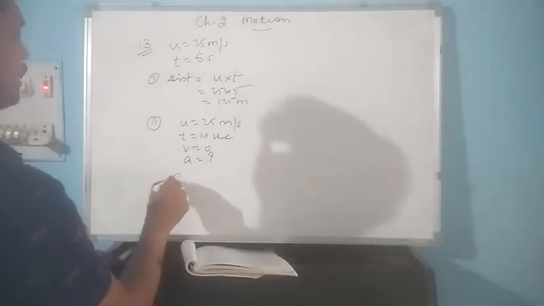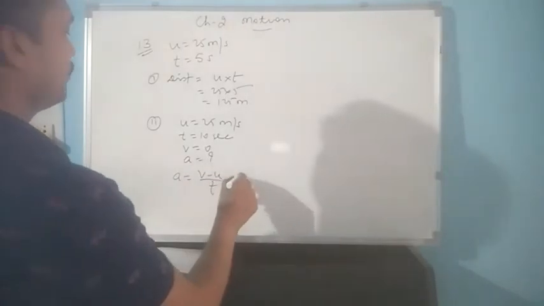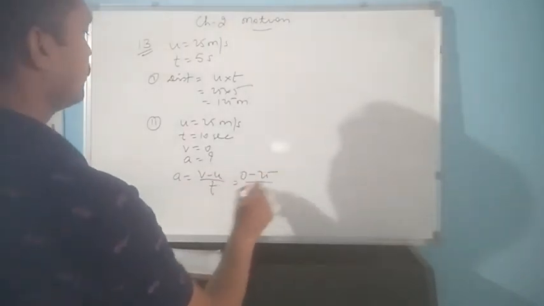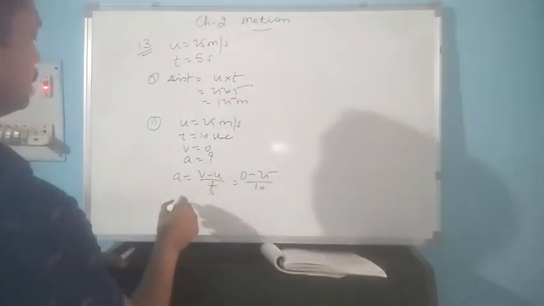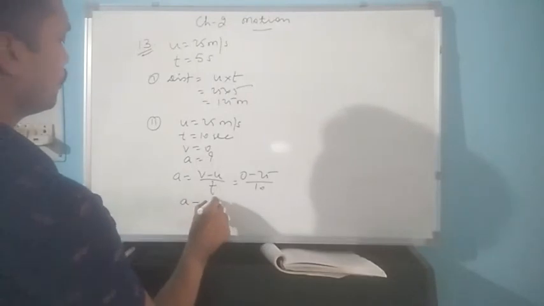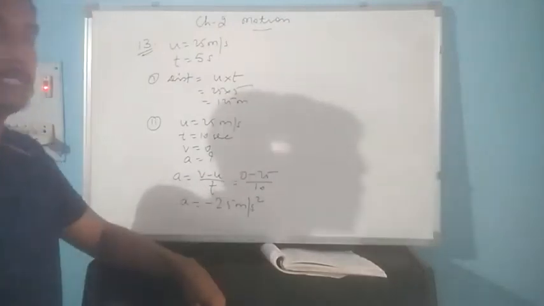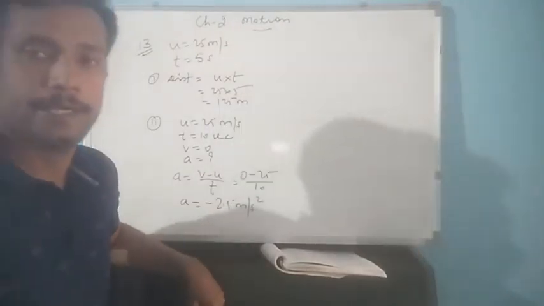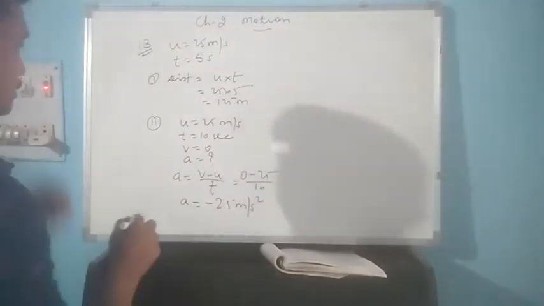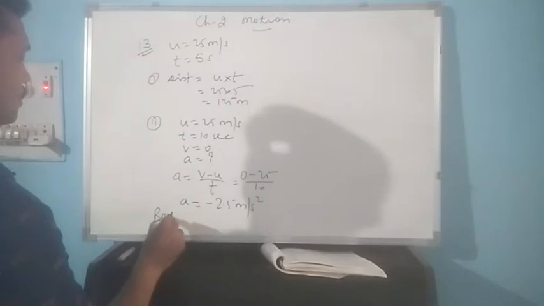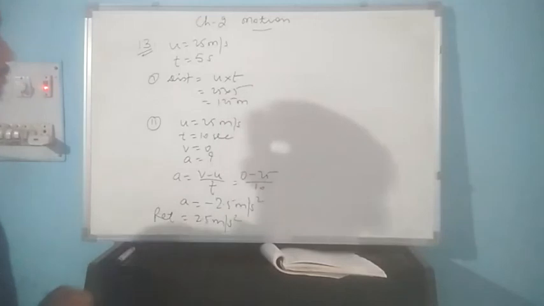So we have the formula a is equal to v minus u divided by t, where v is 0, u is 25 and time is 10. So we are getting a is equal to minus 2.5 meter per second square. So you can see we have got the acceleration in negative, which is also called negative acceleration. So we can write retardation is equal to 2.5 meter per second square.